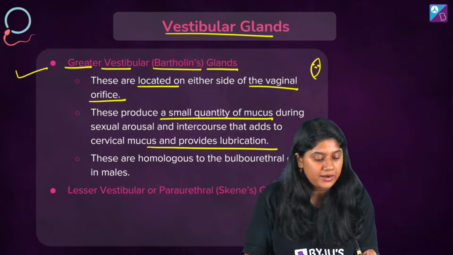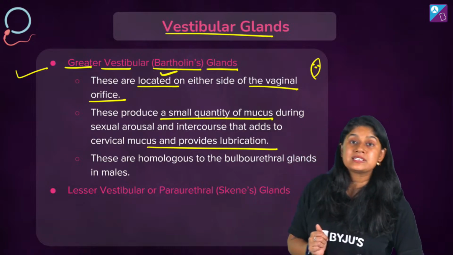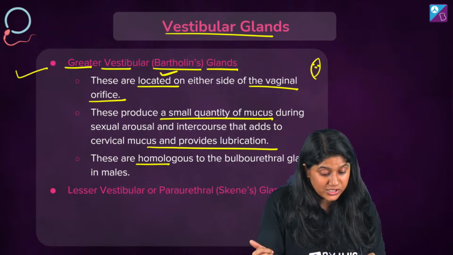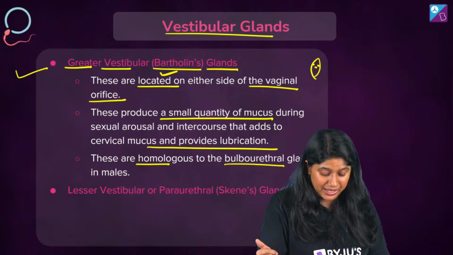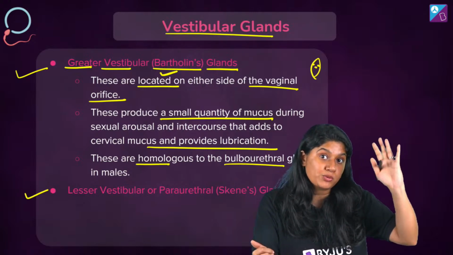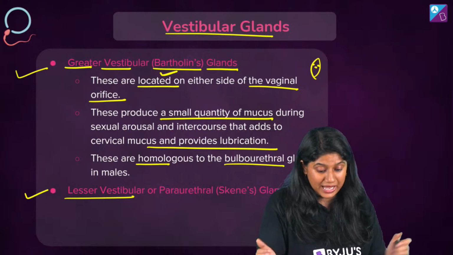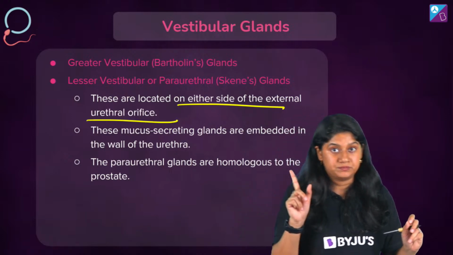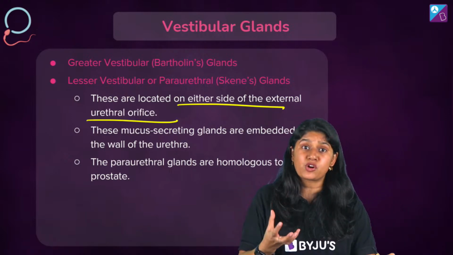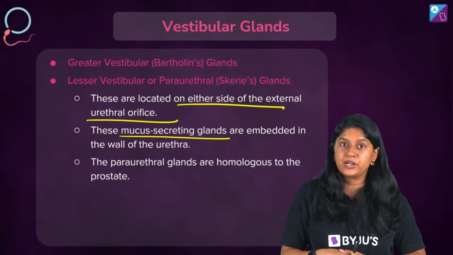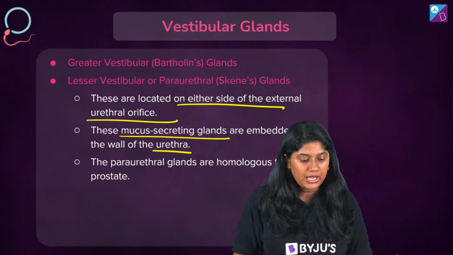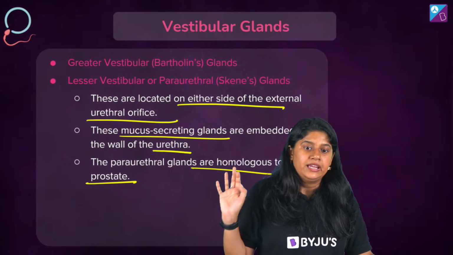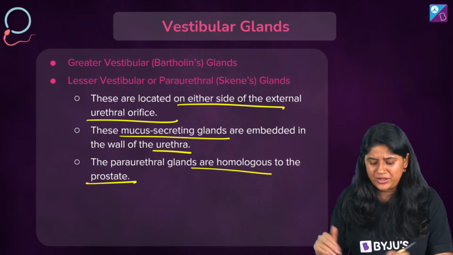This is important. In females we have the Bartholin's gland, which plays a very important role in the secretion of mucus. These are homologous to the bulbourethral glands that are present in males. These are the greater vestibular glands. We have the lesser vestibular glands, right? And here we have the important function. They are located on either side of the urethral opening. These, of course, are mucus secreting glands embedded in the walls of the urethra, and they are homologous to the prostate gland. That's it. Just easy peasy, not very difficult information.